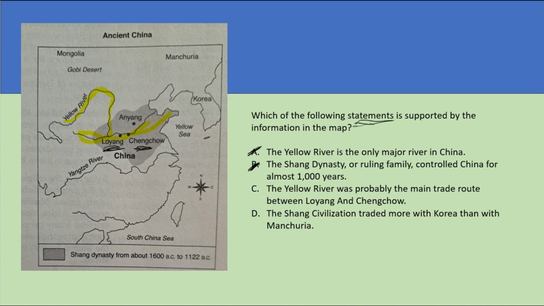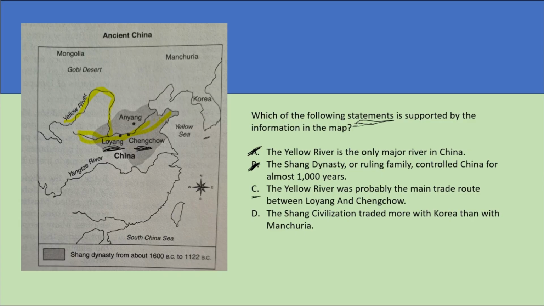And if you're like, well, we don't know if it's true, remember, folks, we're just looking for a statement that's supported by information in the map. We're not being asked, is it true? Is it false? Is it an opinion? Is it a fact? We're just asked, what can this map help support? So C, absolutely, it can help support C.